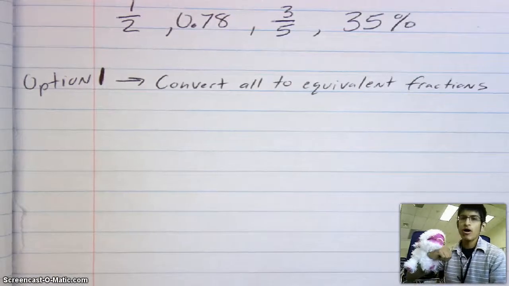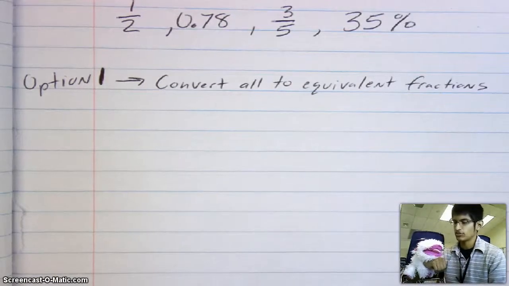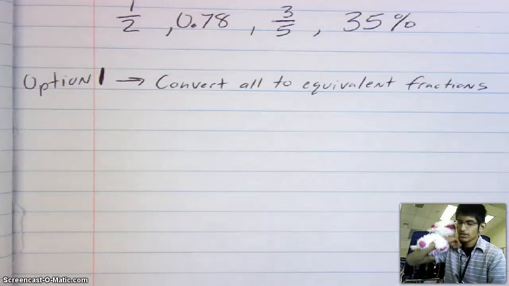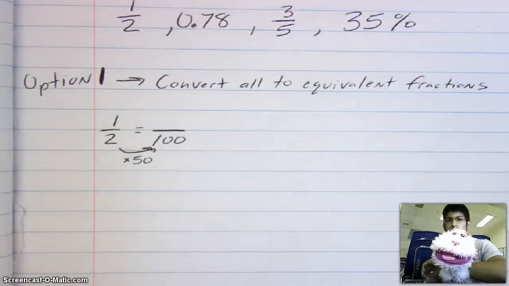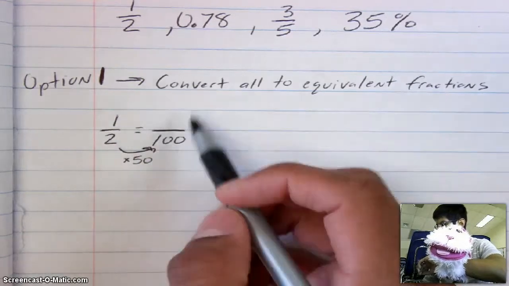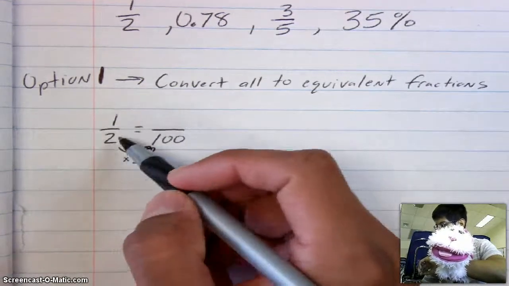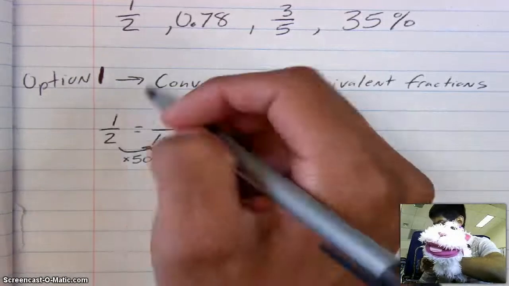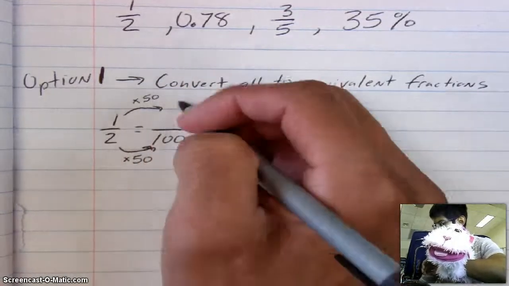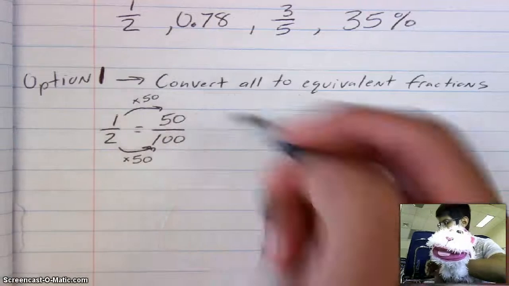All right, Mrs. Meowth, so what's the first thing we need to do for our problem? You need to turn them all into equivalent fractions. Right, so let's check out each of my numbers and see how I'm going to make them into a fraction. Okay, so for my first fraction, a half, I know that a half is equivalent to 100 because if you multiply 2 times 50, you get 100. So therefore, you need to multiply 1 times 50. And we would get 50 over 100.